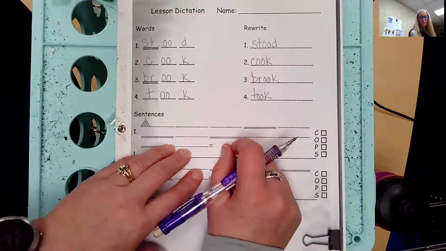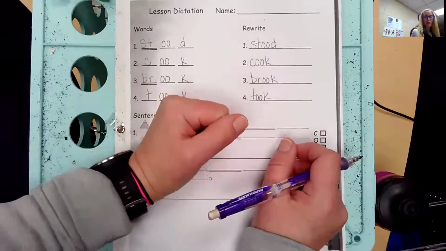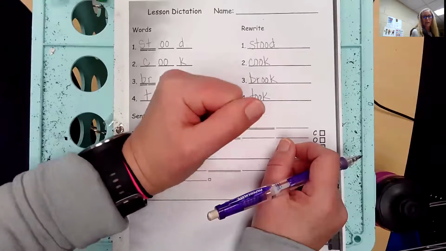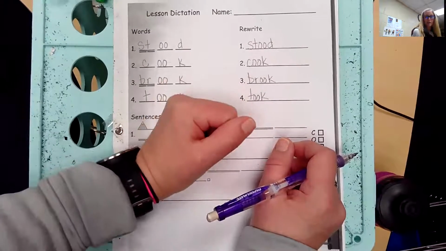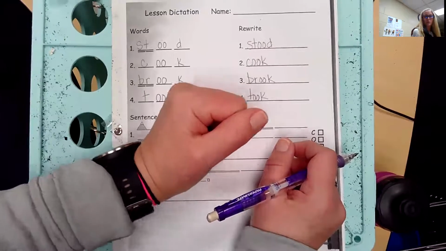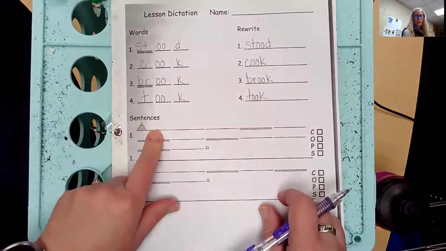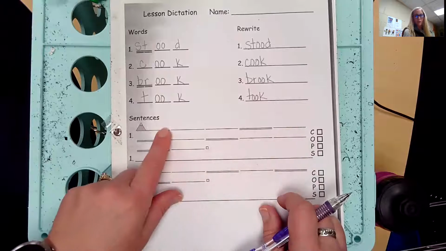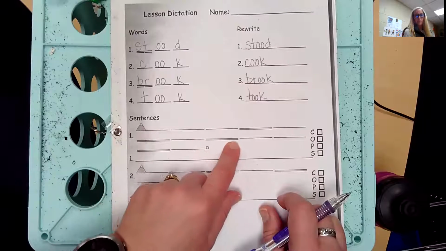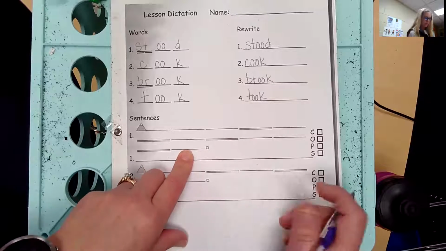He stood by the brook to catch a fish on his hook. Listen again. He stood by the brook to catch a fish on his hook. Pound it with me. He stood by the brook to catch a fish on his hook. Let's put it on the lines together. He stood by the brook to catch a fish on his hook. Go ahead and write it.